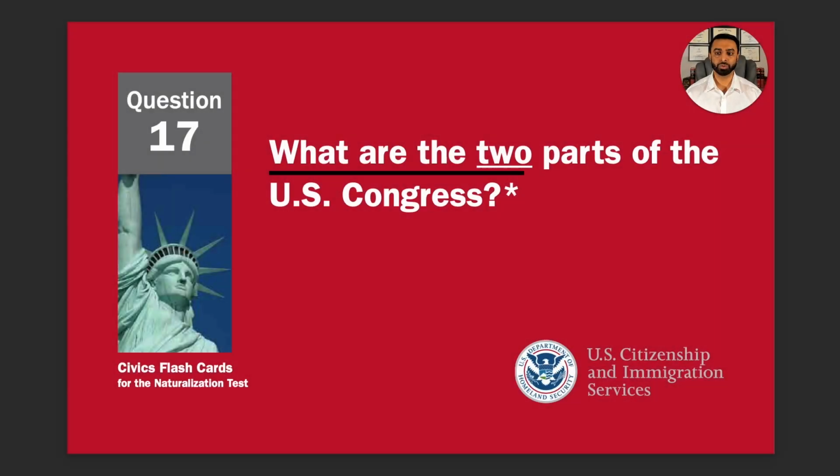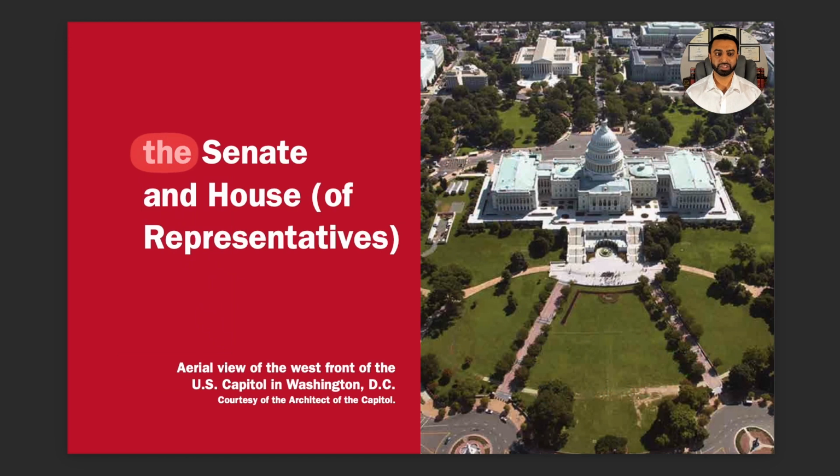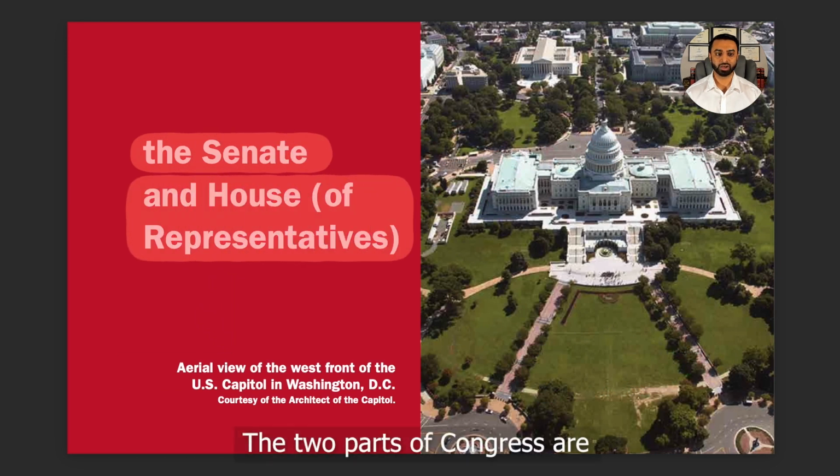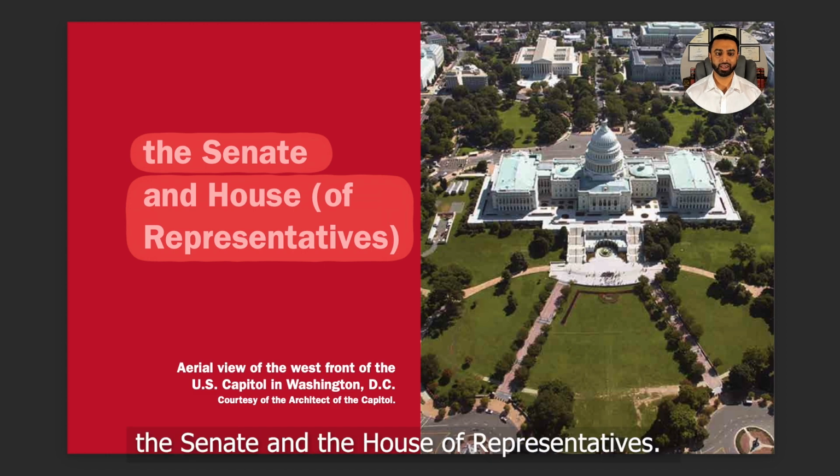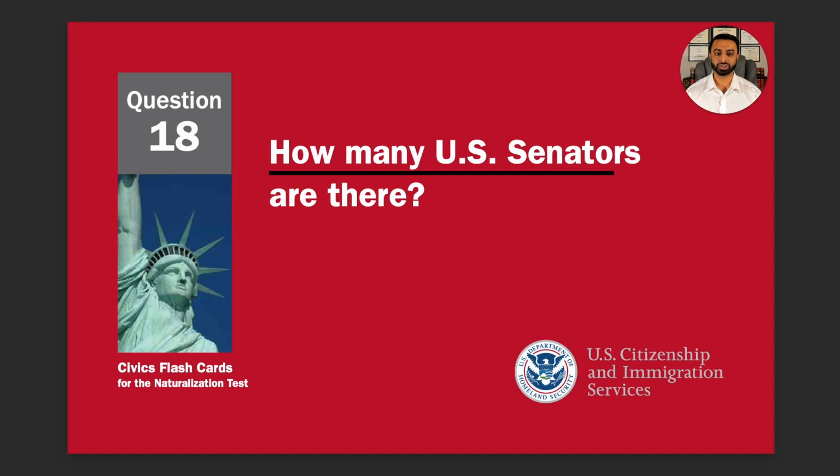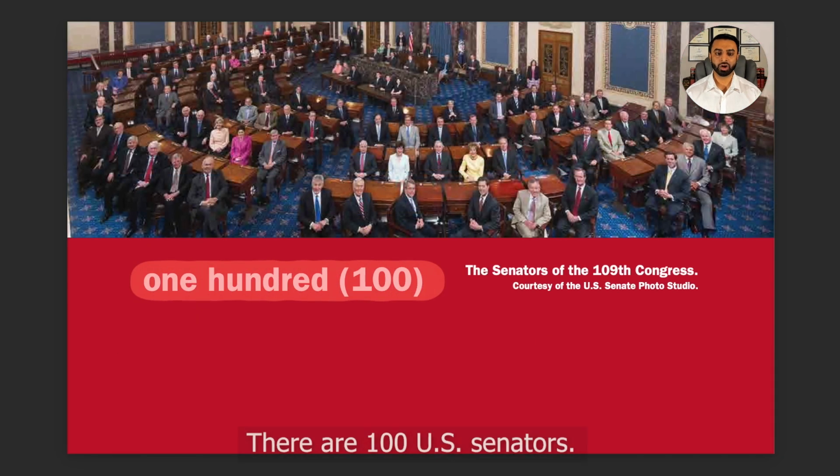What are the 2 parts of the U.S. Congress? The Senate and the House of Representatives. The 2 parts of Congress are the Senate and the House of Representatives. How many U.S. senators are there? 100. There are 100 U.S. senators.